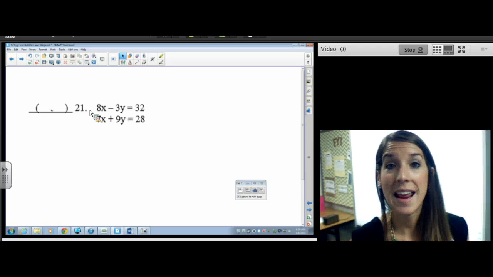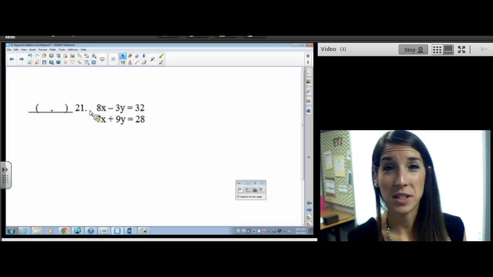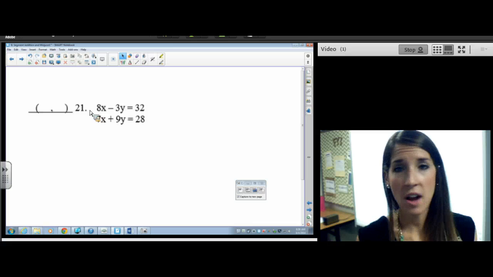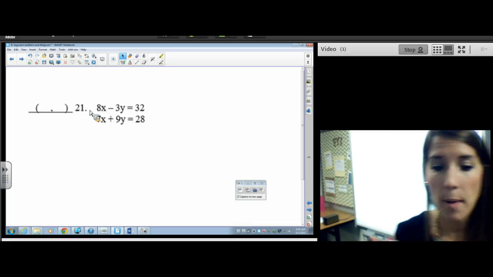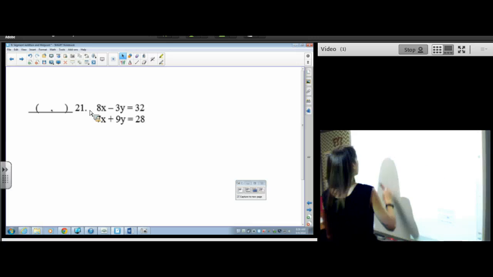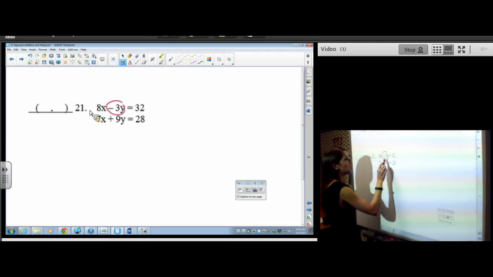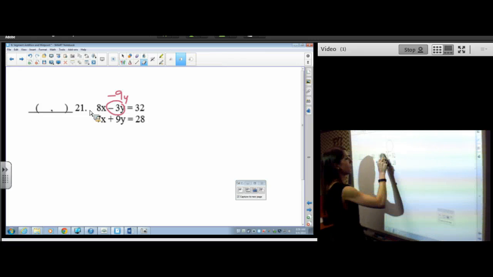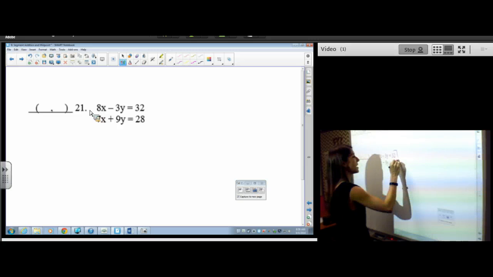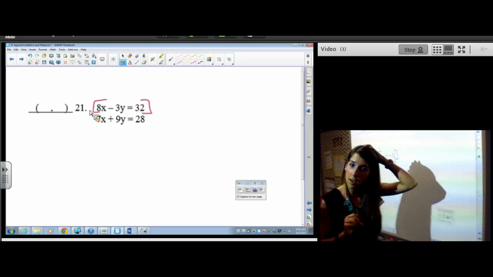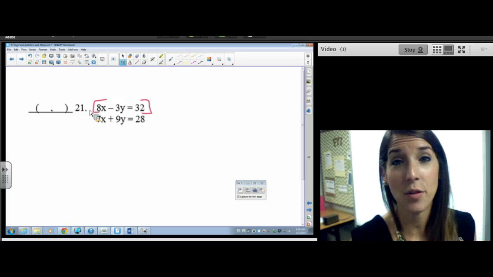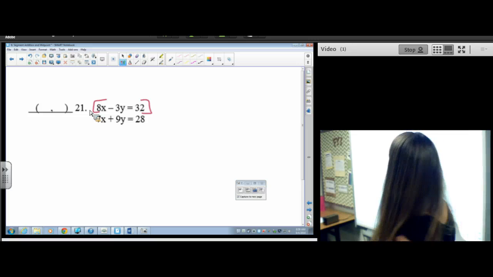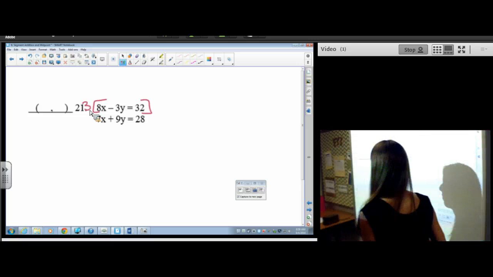Now the thing about elimination is you want one of your variables to cancel. You want it to be gone. And right now if I were to add these together, none of my variables would cancel out. But we know that if we can turn this into a negative 9y, then it'll cancel out with the 9y. So you have to think to yourself, what could I multiply this by to make sure that that negative 3 turns into a negative 9? You would multiply it by 3.